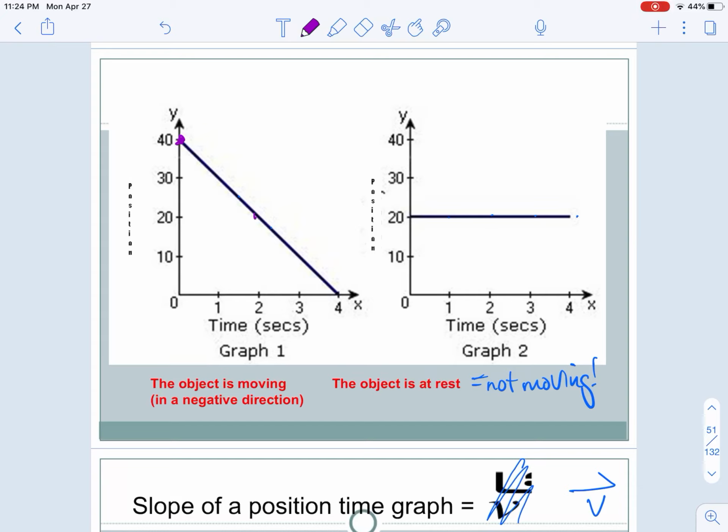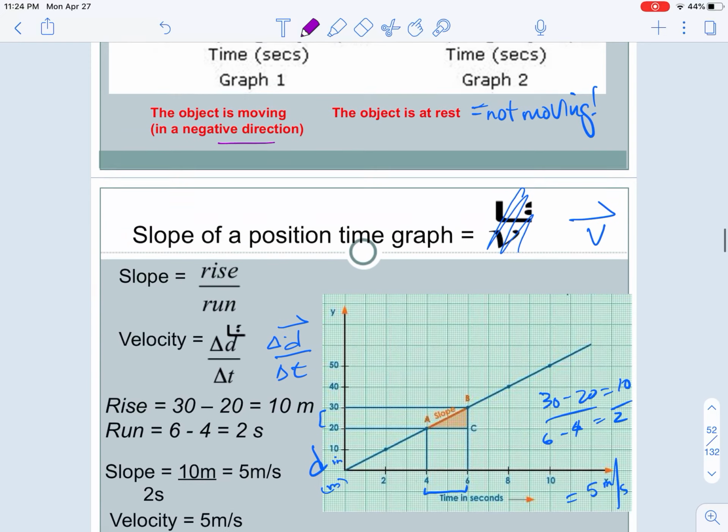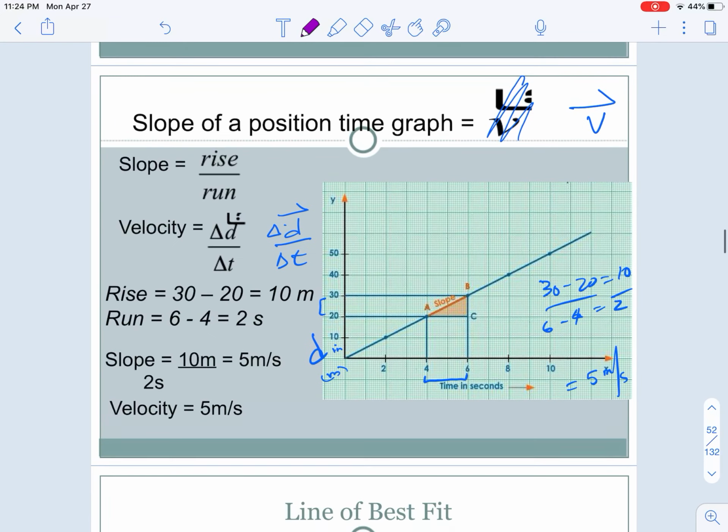This one is a position over time graph, and they were at position 40, and then 20, and then 10. So they're moving, I guess, in a negative direction over time. This one continues to be at position 20. This is also a position graph. So they are not moving at all. No matter how time goes, they are still at the same position. So a couple of little graphs there to analyze.